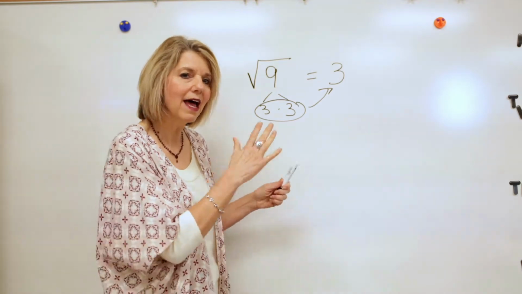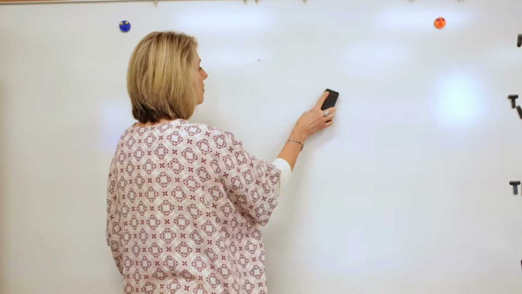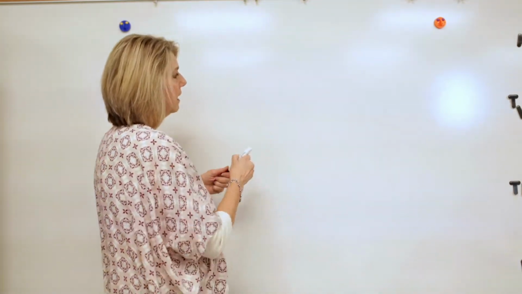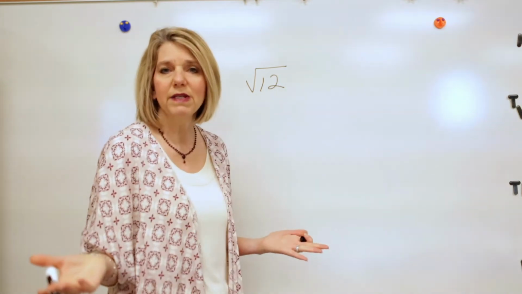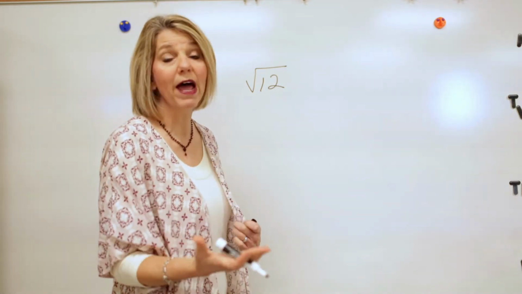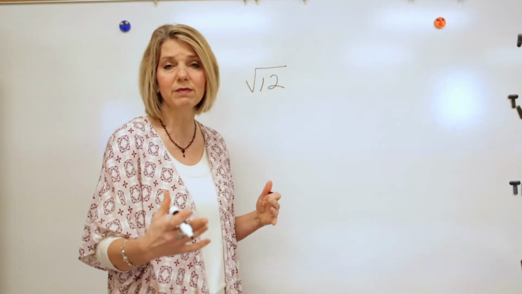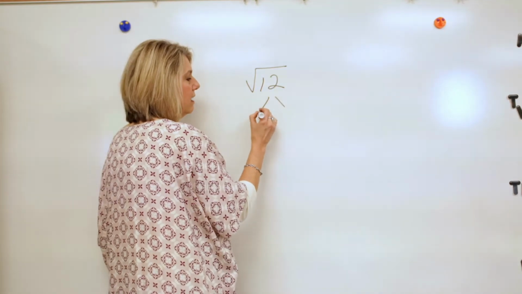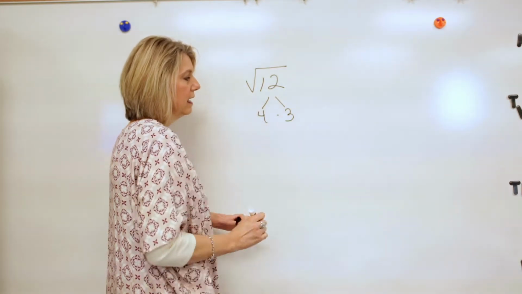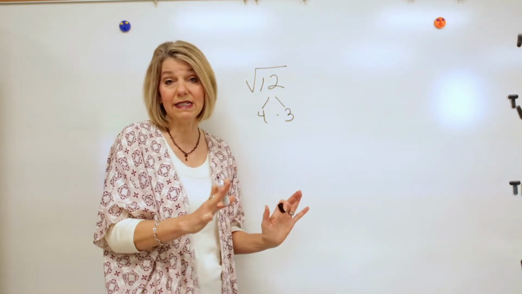Now, let's take that idea into something that's not a perfect square root. So let's take it into something like the square root of 12. Okay, so that's not something that students memorize, so we're going to factor 12, and it doesn't matter if you say 4 times 3 or 2 times 6, that doesn't matter. So I'm going to go ahead and just say 4 times 3, and if it can continue to break down, remember, we're just looking for buddies.